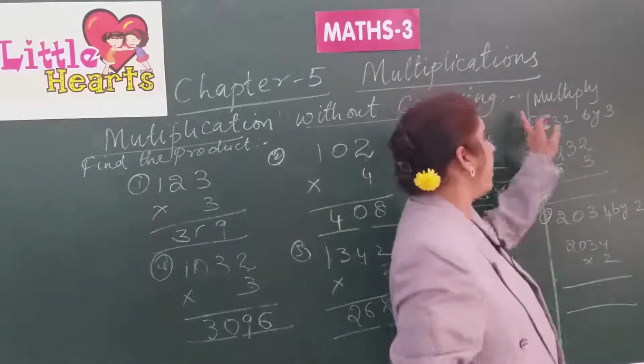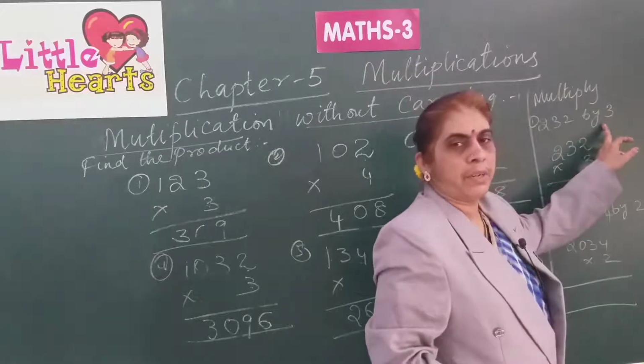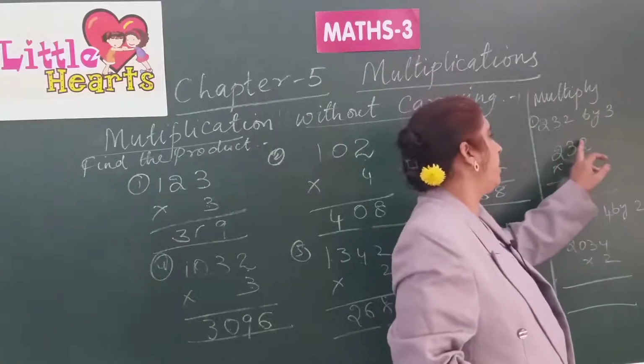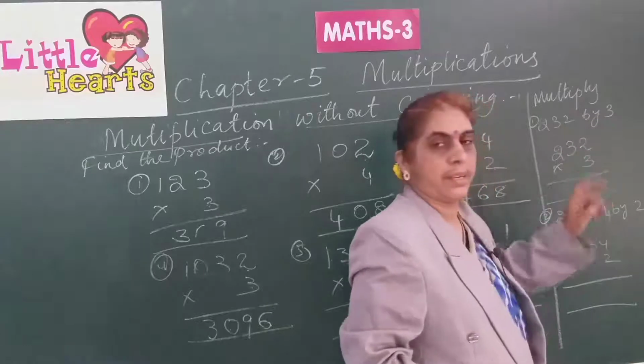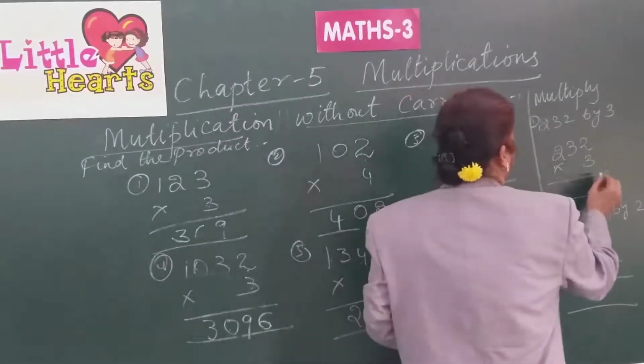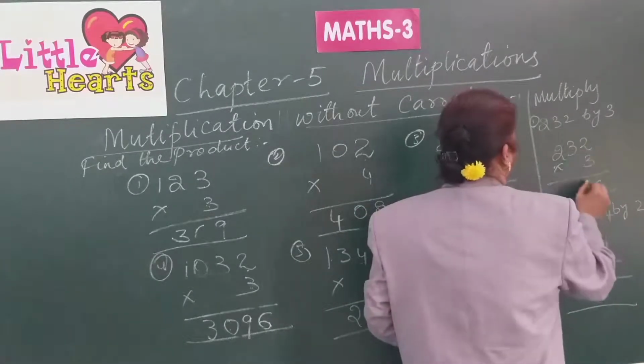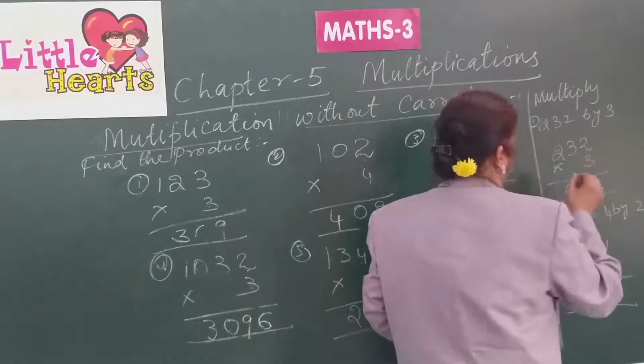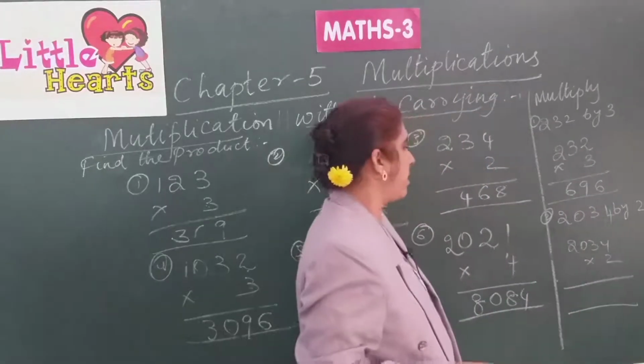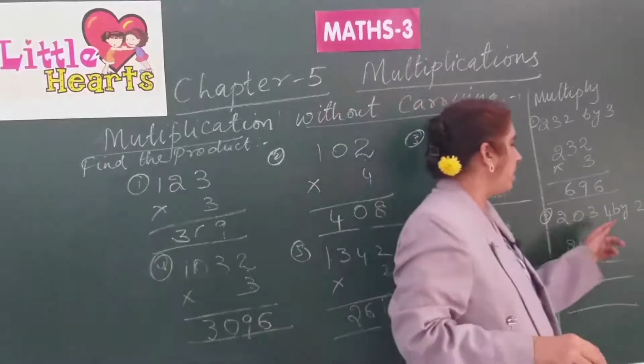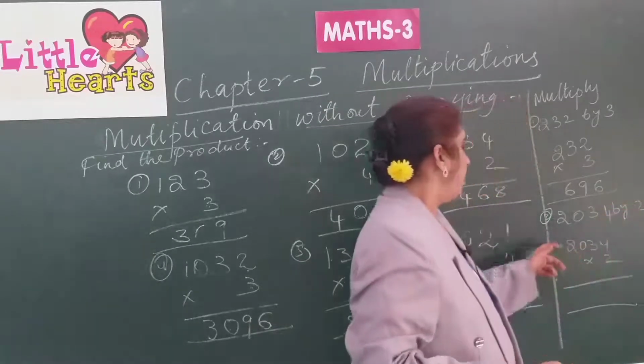Now multiply 232 by 3. That means 232 should be multiplied by 3. 3 2s are 6, 3 3s are 9, 3 2s are 6. 696 is the answer.